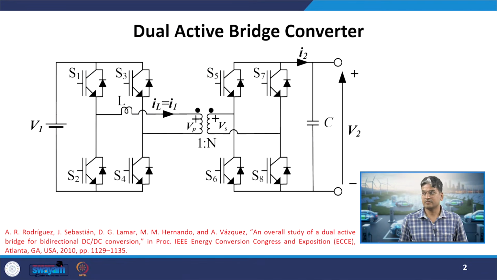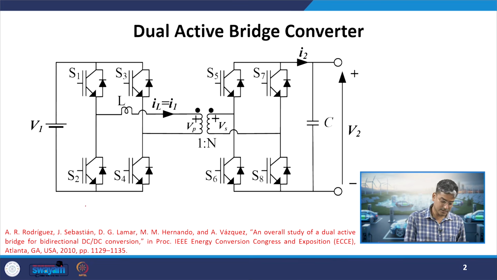The power flow was also in one direction, it was not a bidirectional converter, and the forward converter is also limited by a duty ratio of 0.5. Beyond that, your transformer core may get saturated. So, to address all these issues, we started our discussion on the dual active bridge.